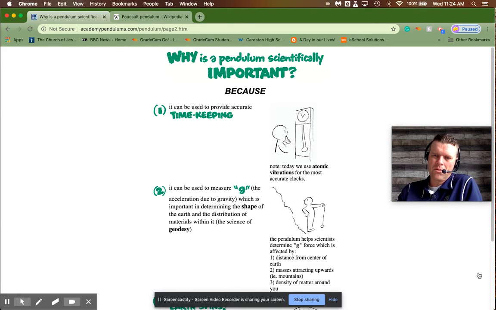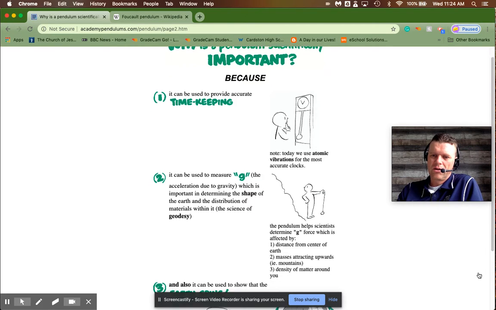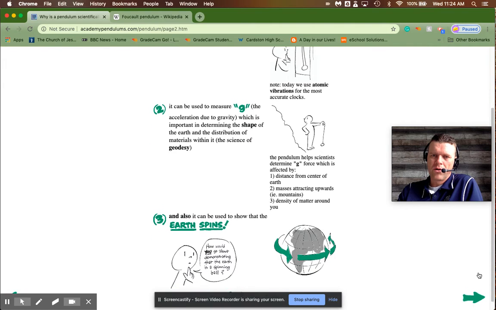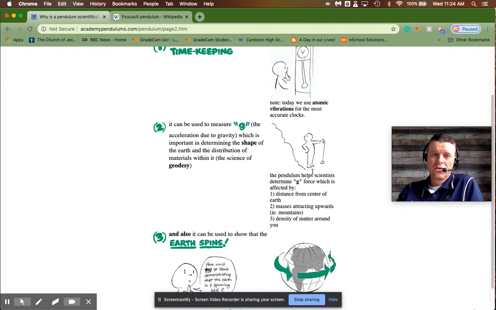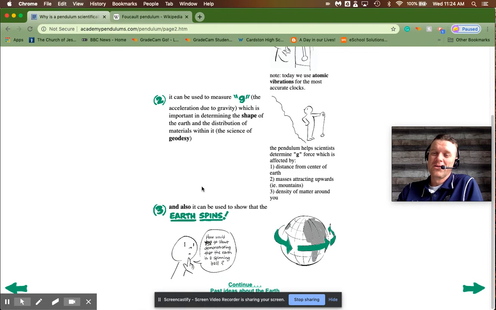There were some tricks to keep the pendulum swinging, but it quickly became the standard method for keeping track of time. You can also use it to measure the acceleration due to gravity, which you'll see shortly. And here's the cool one. It can prove that the Earth is spinning. So you're like, what? How can a pendulum show that the Earth is spinning?